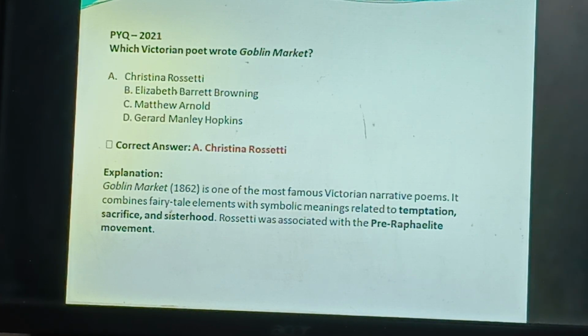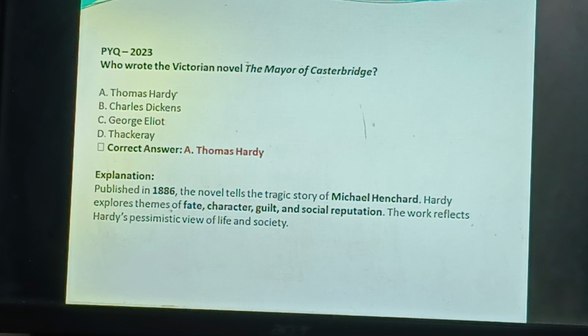Okay. So guys, don't forget, the Pre-Raphaelite movement is a very crucial moment of literature in the age of the Victorians. Who wrote the Victorian novel The Mayor of Casterbridge? It is a very famous novel of Thomas Hardy. So guys, published in 1886, the novel tells the tragic story of Michael Henchard. Michael Henchard is a very prominent protagonist of this novel and explores the themes of fate, character, guilt, and social repression. The work reflects Hardy's pessimistic view of life and society, with the whole life of struggles, downs and falls.